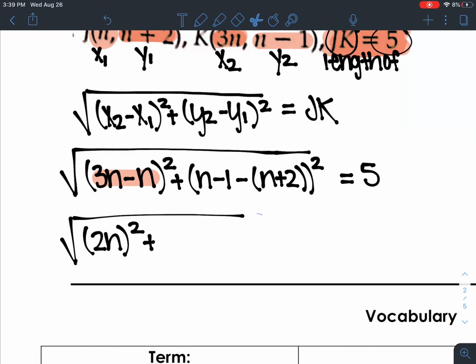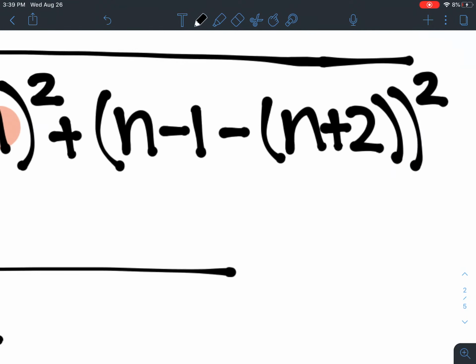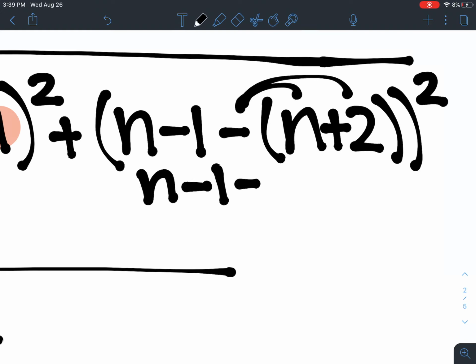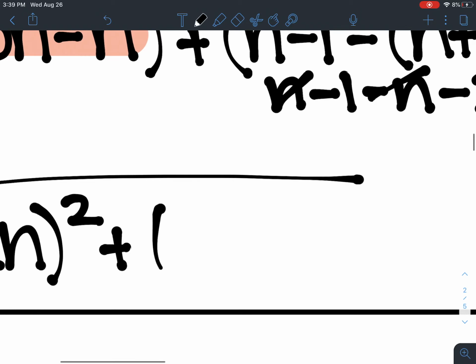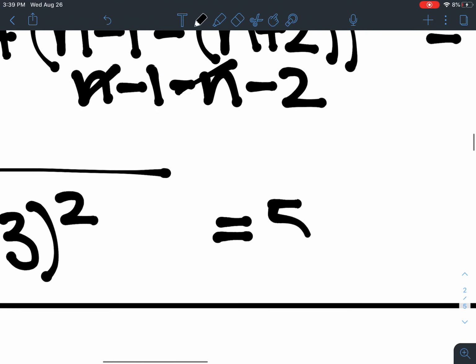Now, before I fill in this square root, I'm going to simplify first. So what do I do with this minus? I'm going to distribute it through. So what I'm going to get is n minus 1 minus n minus 2. And if I continue simplifying that, my n's are going to cancel out. So what am I going to get? I'm going to get negative 3. So this actually turns into negative 3 squared is equal to 5.